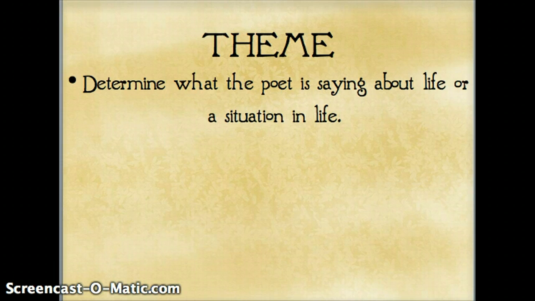Our last step is to determine what the poet is saying about life or a situation in life, and this of course is the theme. And in identifying the theme, you're going to recognize some sort of human experience. You're going to determine what the poet is saying about some aspect of life. What's the message here? Why did this poet bother to write this piece of literature?